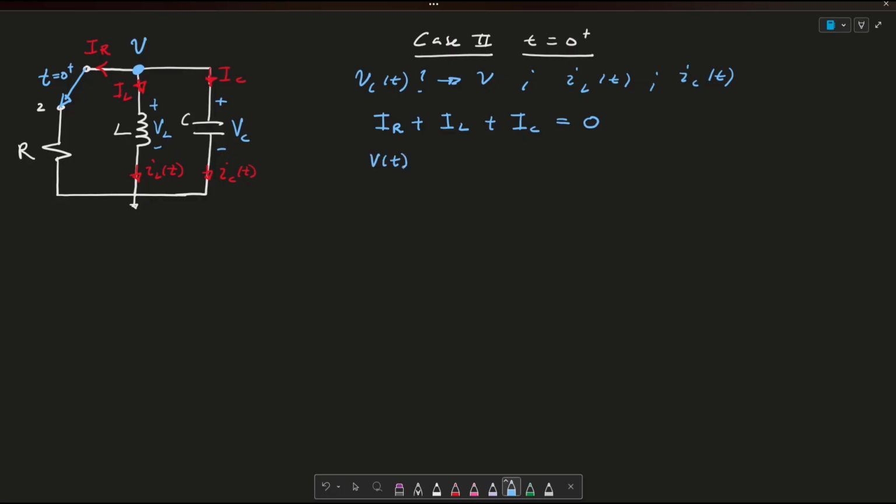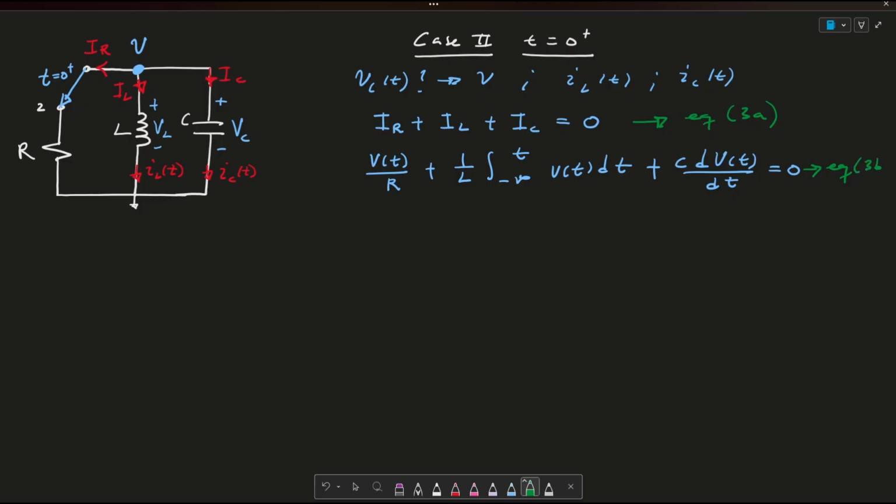IR is V(t) over R, plus IL is 1 over L integral from negative infinity to t of V(t) dt, plus IC is C dV(t) over dt, and this is equated to 0. Let me go ahead and call this equation 3A, and I'm going to call this equation 3B.